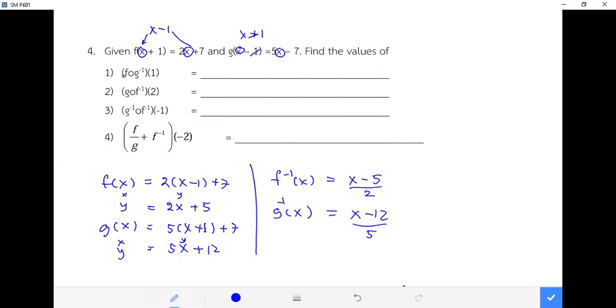And then you go. This one, right? f of g inverse of 1. Okay, g inverse, it's here. Put 1 there. 1 minus 12 is negative 11. Negative 11 over 5, right? Sorry, not like this. It's f of negative 11 over 5. Okay. And you put negative 11 over 5 in your f.